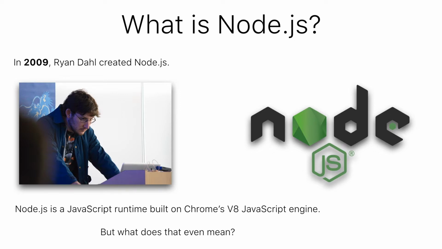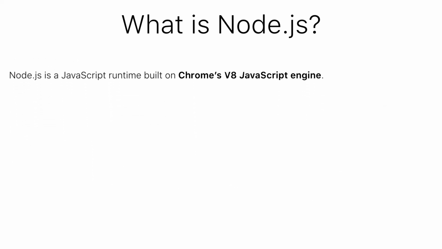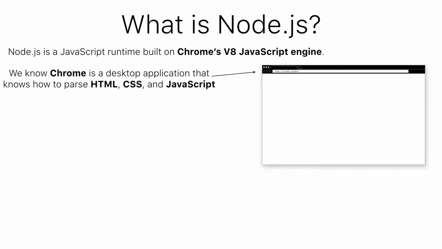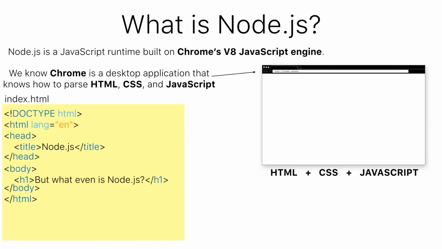Okay, so let's dig into this sentence a little bit and figure out exactly what it means. So we know Chrome is a desktop application that knows how to parse HTML, CSS, and JavaScript. And off to the left-hand side, I've created a very simple HTML file, and I called it index.html. And so if we were to open this file using Chrome, the only thing that we should see on the web page is just a simple header1 tag, which reads, but what even is Node.js?